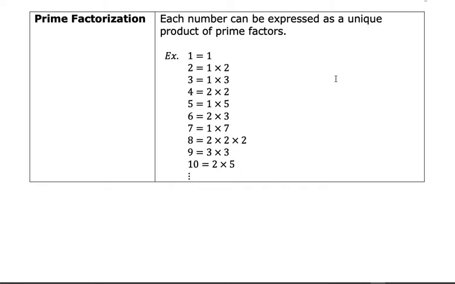One interesting result is that each number can be expressed as a unique product of prime factors. Here's a list of the first 10 numbers. Notice that on the right-hand side of the equal sign, we have a unique way of representing that number using only prime numbers. If you had a composite number, you would be able to write it as a product involving prime numbers, and there is only one way to express each and every number. So mathematicians often think of prime numbers as the fundamental building blocks of numbers.